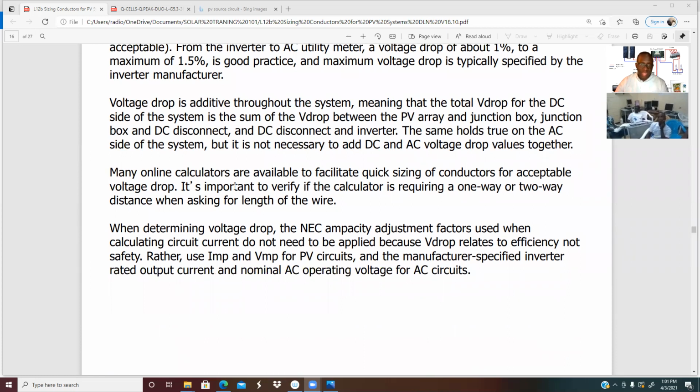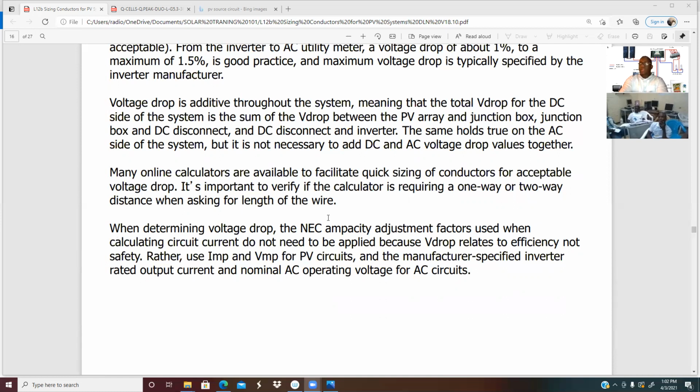Now, many online calculators are available to facilitate quick sizing of conductors for acceptable voltage drop. It is important to verify if the calculator requires a one-way or two-way distance when asking for the length of the wire. So there are calculators that you can use for sizing your conductor.